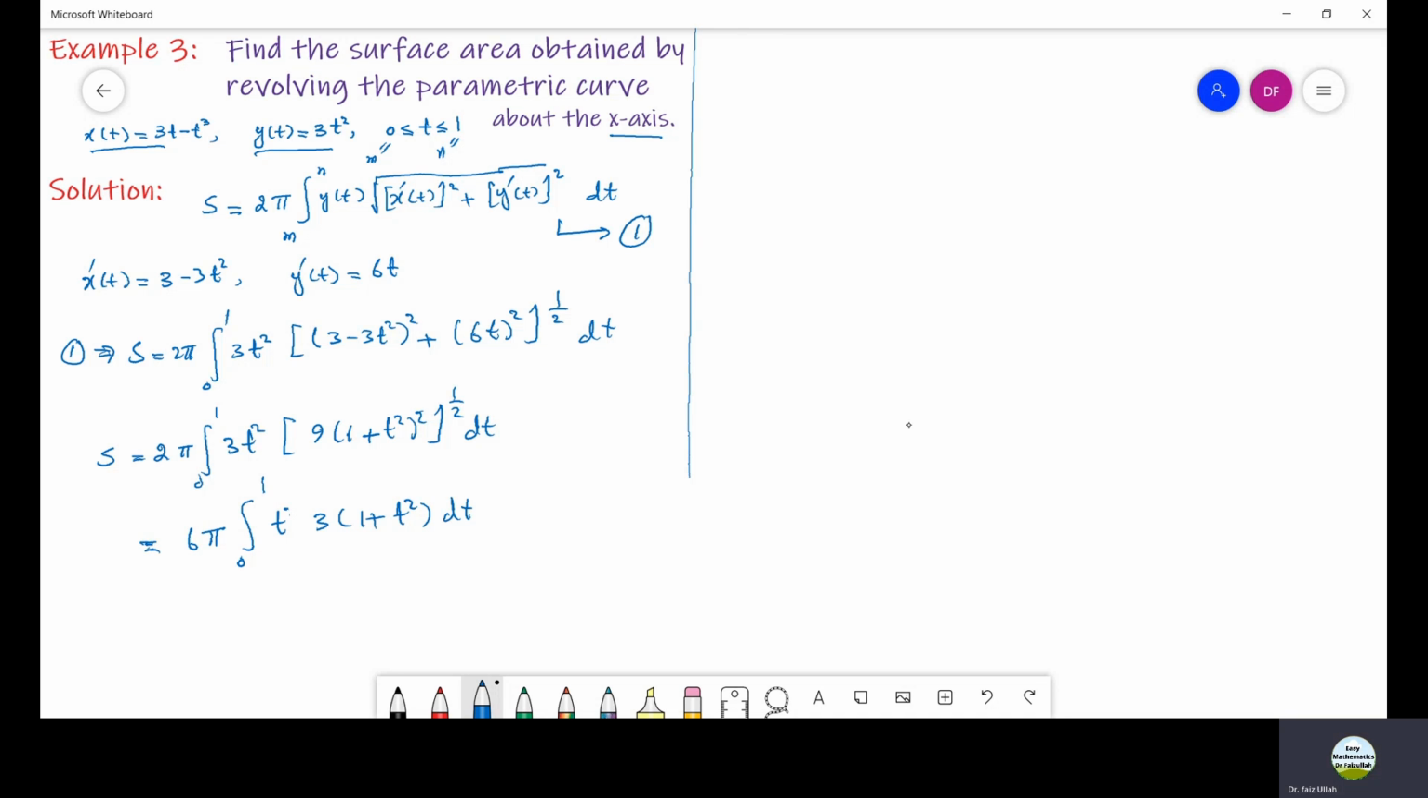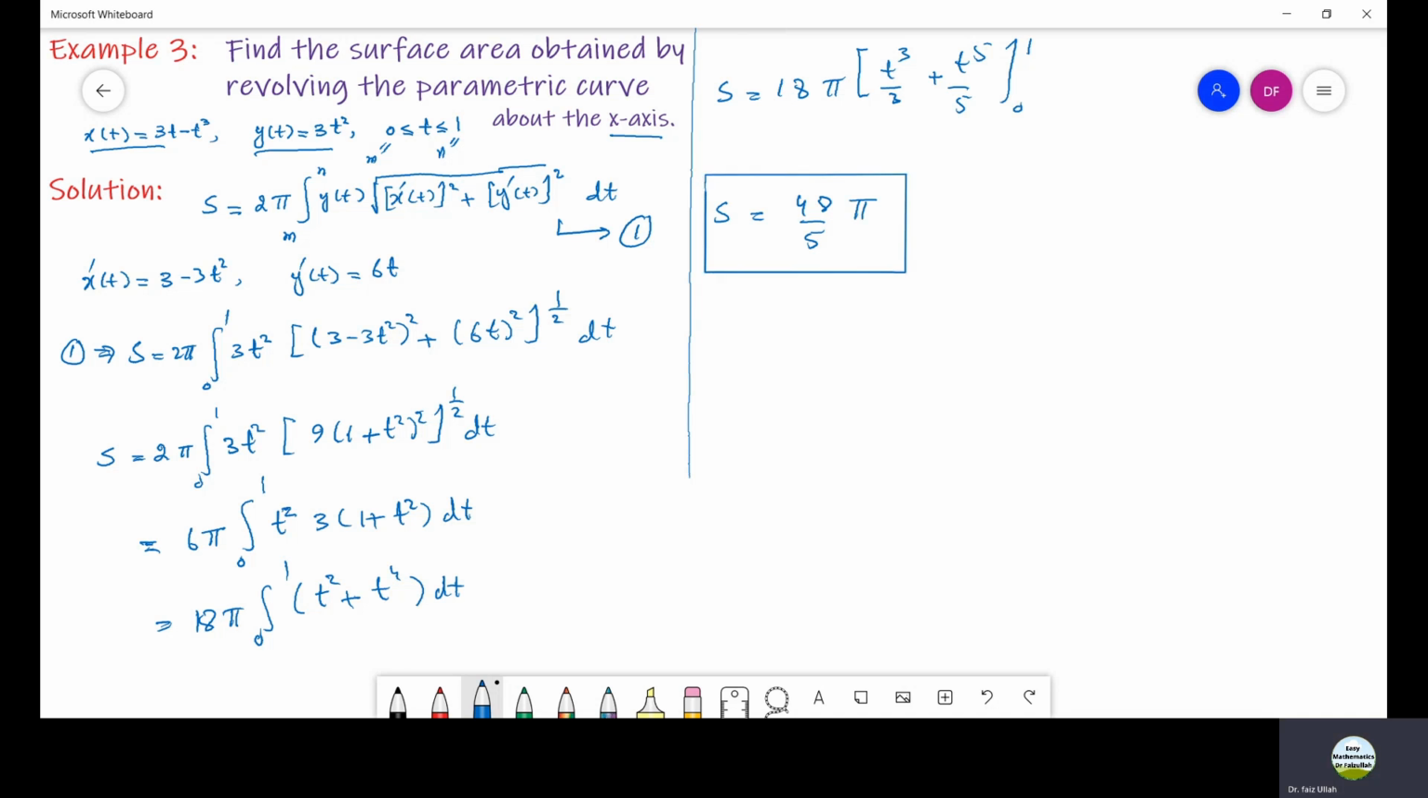And if we further simplify this, we have 6 3s are 18 pi, integration is from 0 to 1. And now we can write t square plus t power 4 into dt. And now let us integrate this. So we have 18 pi. From this we get t cube divided by 3 plus t^5 divided by 5. The limits are from 0 to 1. So just put the limits and simplify this. And we can get 48 divided by 5 pi. That is the required surface area.